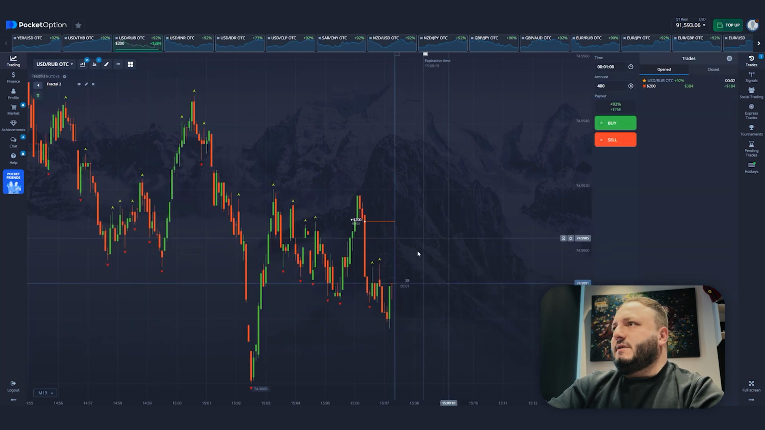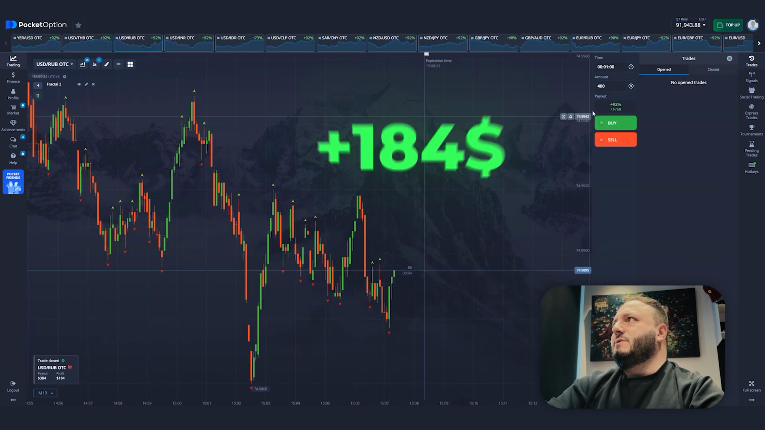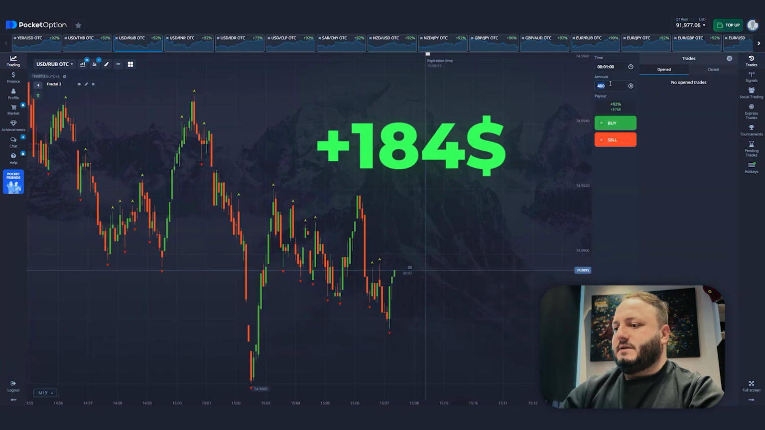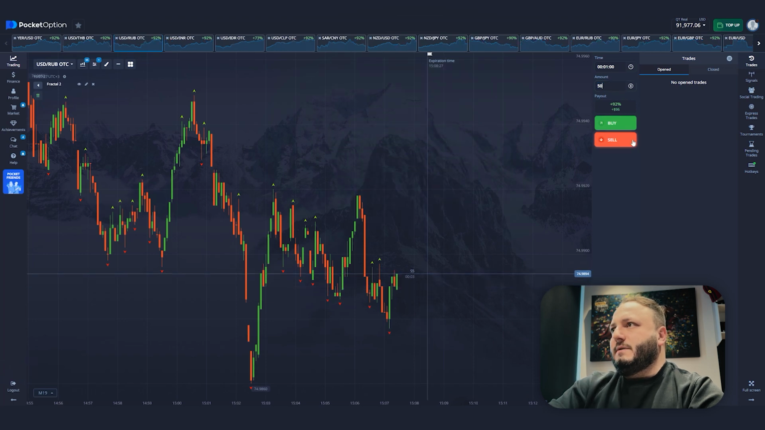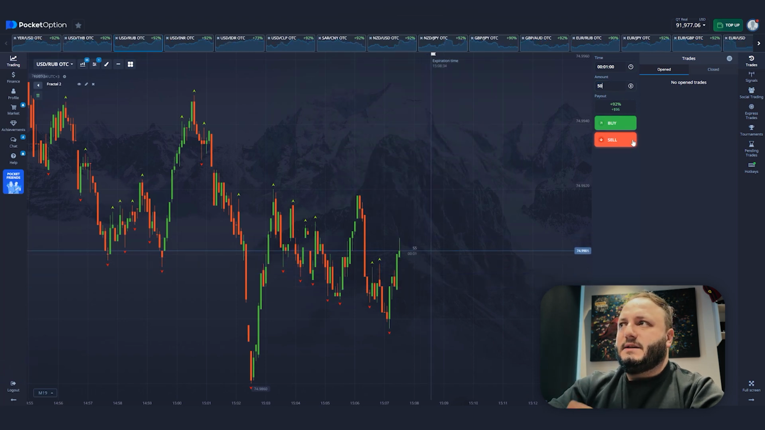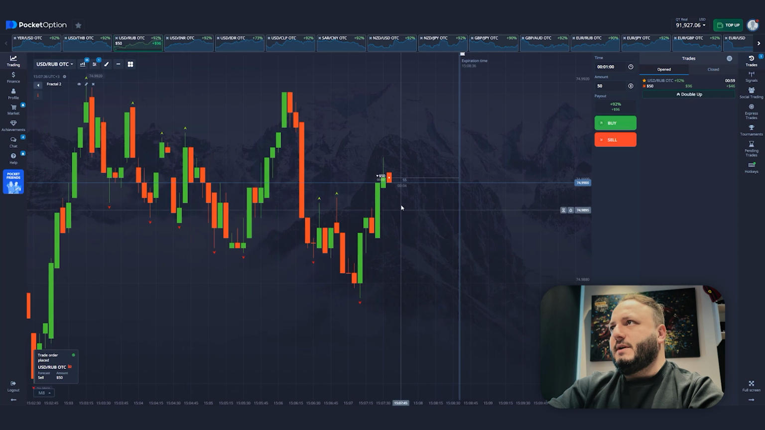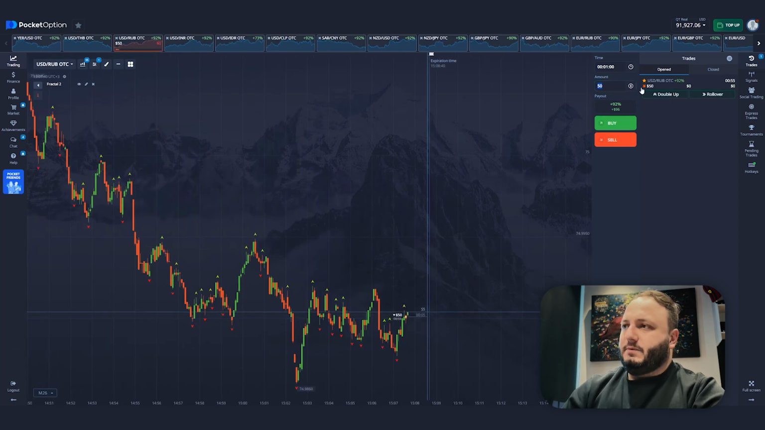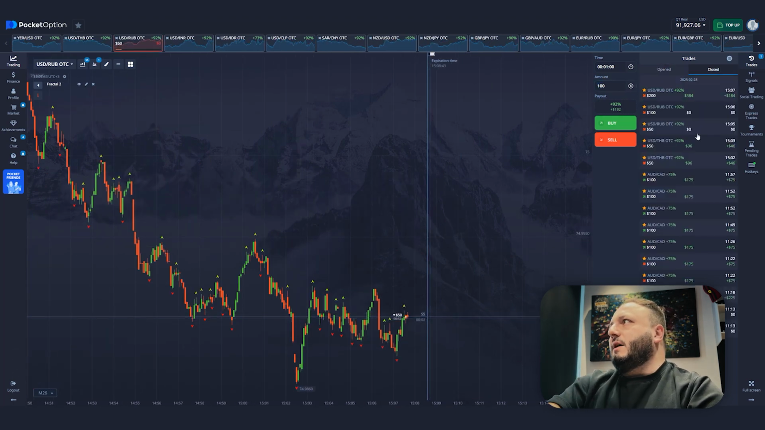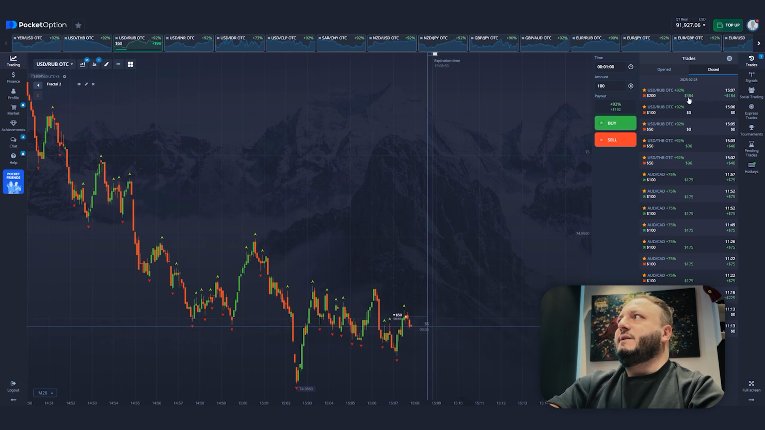4 seconds left, and as you can notice, my deal is going to be a plus. Yes, it is a plus. Let me open one more deal on this currency pair. If the next candle is a red one, yes, it is a red one, I'm opening the deal, and I need to be ready for the double deal, $100.